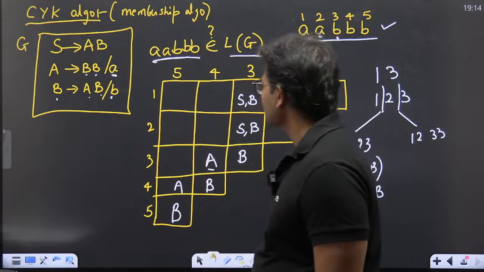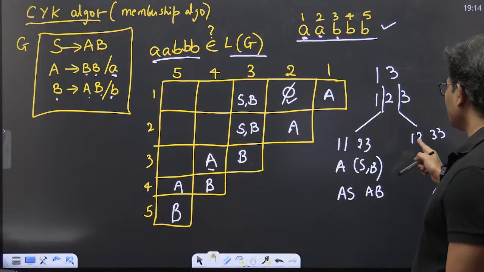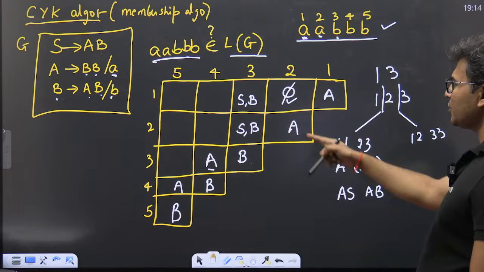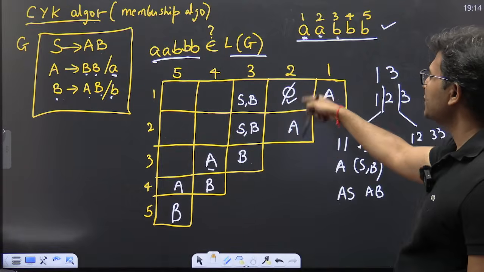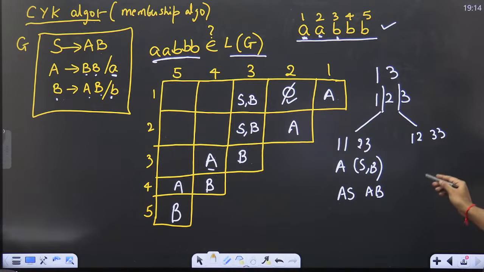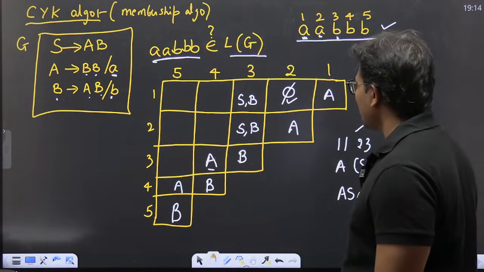Right? Now what about this? 1, 2 and 3, 3. Now what is 1, 2? 1, 2 is phi. If you concatenate anything with phi, you will get phi only, so you don't get anything more. So that is SB. Now you understood this, right?